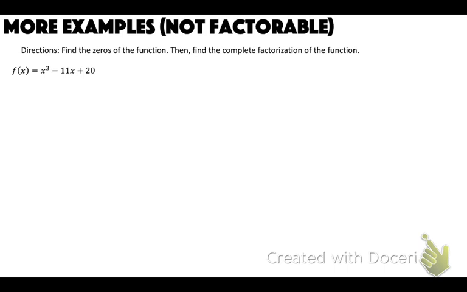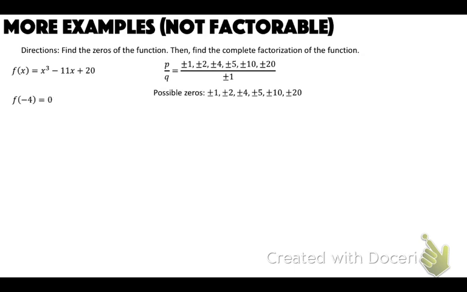Okay, this one. x cubed minus 11x plus 20. Again, it cannot be factored easily, so we have to list out our possible zeros: 1, 2, 4, 5, 10, and 20. So negative 4 equals 0. I just cheated there, but it's okay. Then we do synthetic division with negative 4, and I end up getting x squared minus 4x plus 5.